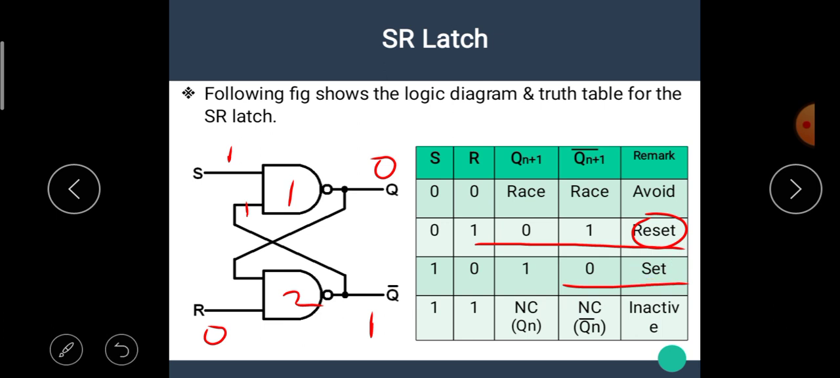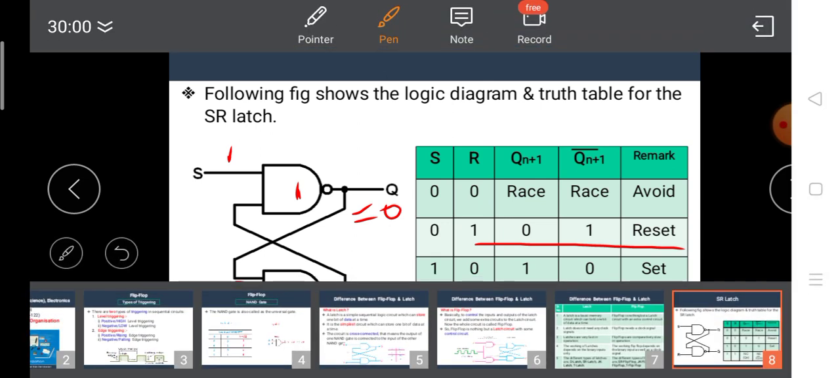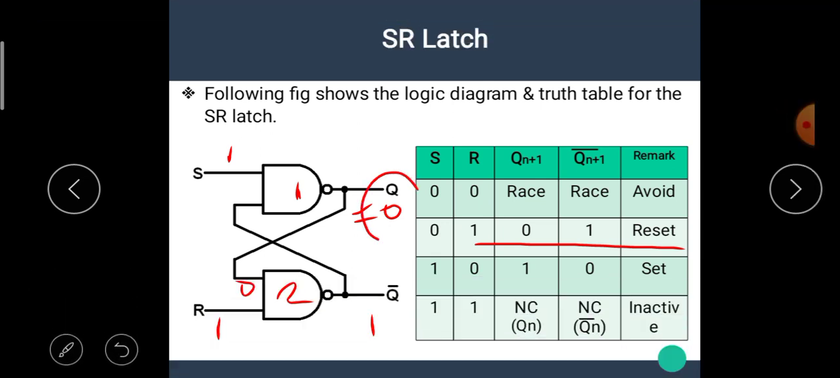And if both inputs have the value 1 1, that means we get NAND gate 1 and NAND gate 2, then we cannot assume what the output of Q and Q bar is. Assume that Q has the value 0, then we get 0 here and its output becomes 1. If Q bar is equal to 1, then Q is equal to 0. That means we get the no change condition.